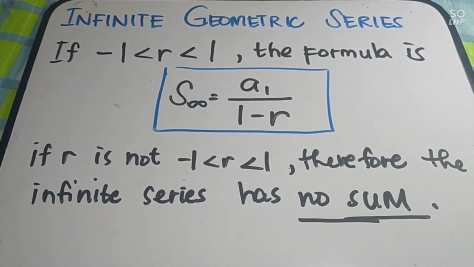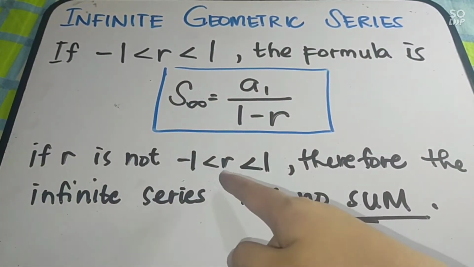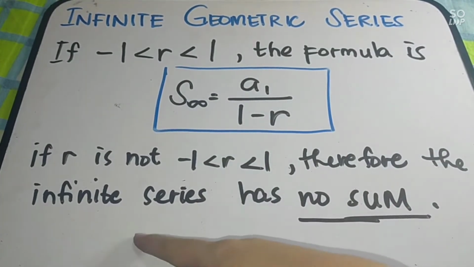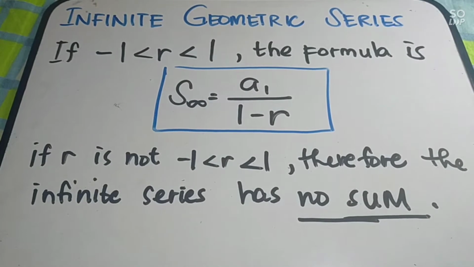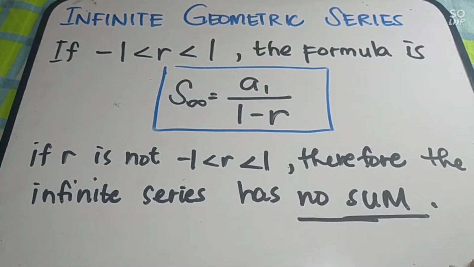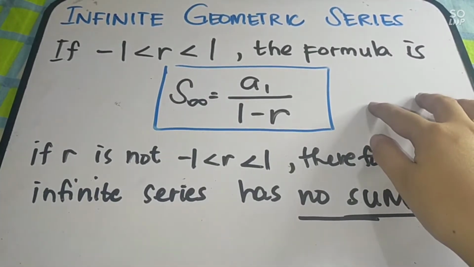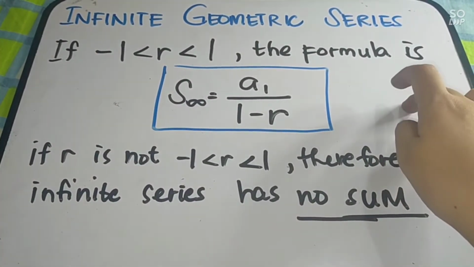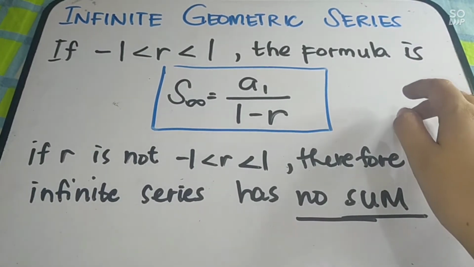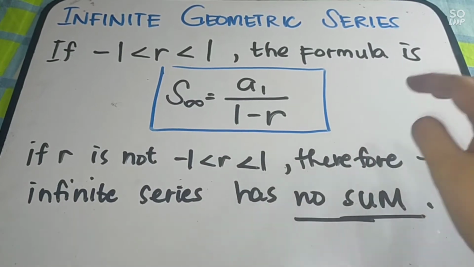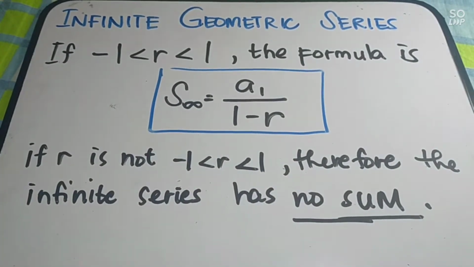Is it clear? So, if r is not in between negative 1 and 1, therefore, the infinite series has no sum. Is it clear? So, your ratio needs to be a fraction that does not go beyond positive 1 and does not go below negative 1. Alright? So, let us have an example.